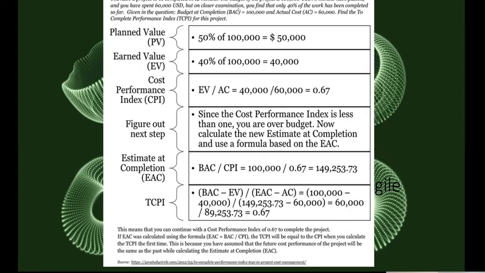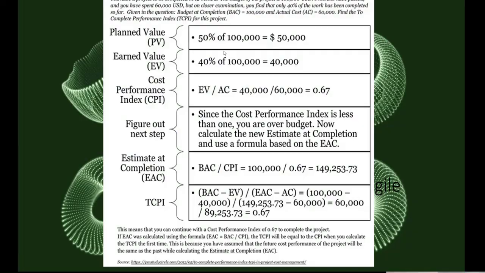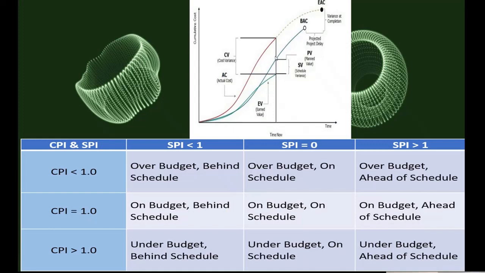But on closer examination, you find that only 40% of the work has been completed so far. That means your earned value is 40% of $100,000. You did only $40,000 worth of work. So EV is $40,000, PV is $50,000, and AC is $60,000. Now you already have everything.